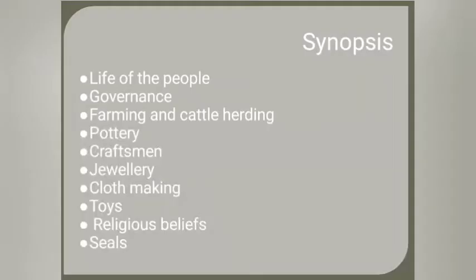Synopsis. The topics which are to be covered in this class are life of the people, governance, farming and cattle herding, pottery, craftsmen, jewelry, cloth making, toys, religious beliefs, and seals. So these are the topics which we are going to see in this class today.